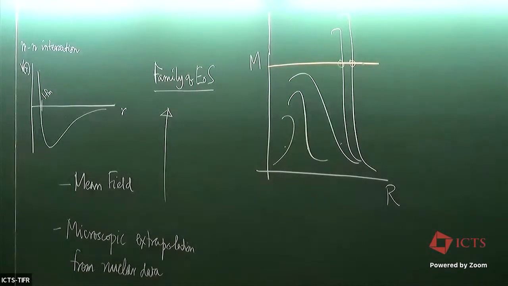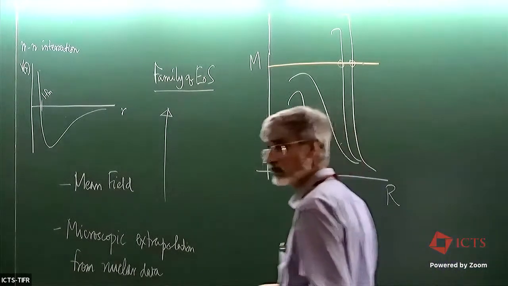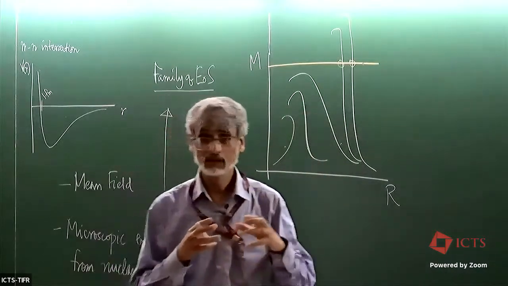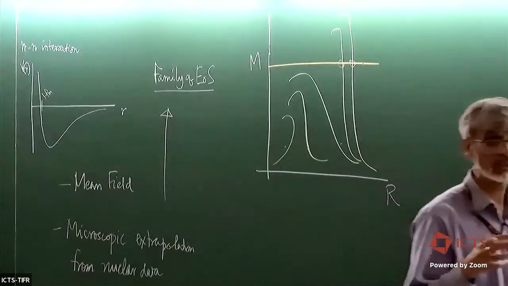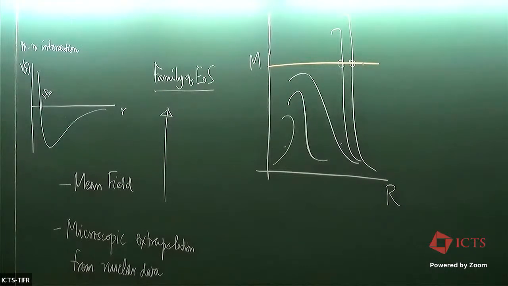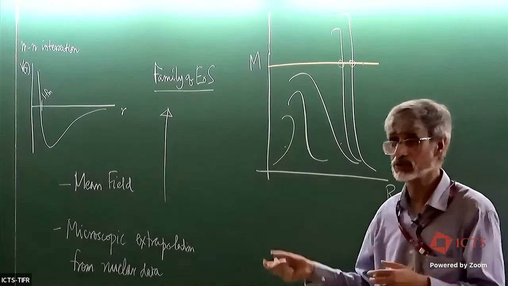Yet another thing that we can do, thanks now to gravitational waves, is to probe the deformability of a neutron star, the tidal deformability. When two neutron stars are about to coalesce with each other, each neutron star is subjected to a tidal force due to the other one.